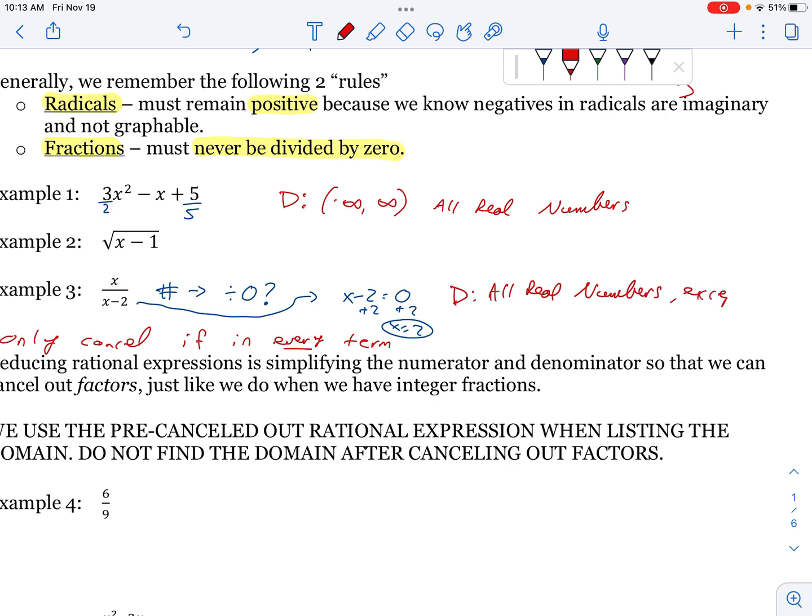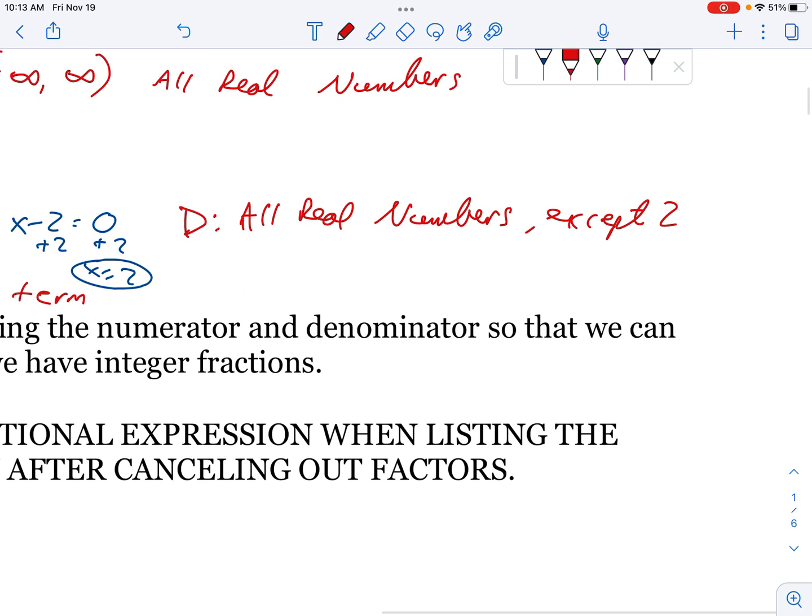except 2. But there's got to be a better way to write that. And I'll show you the better way to write that. All real numbers except for the number 2. All real numbers except for the number 2 is my domain. Because that's the only one that's not good. That's the only number, when I plug it in, will give me 0 on the denominator. Top doesn't matter.